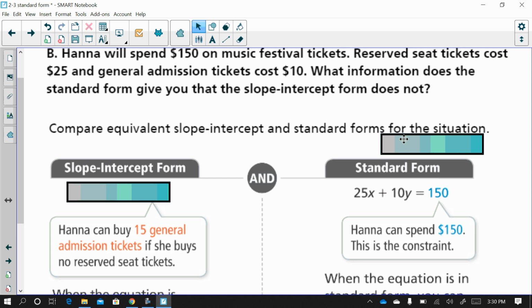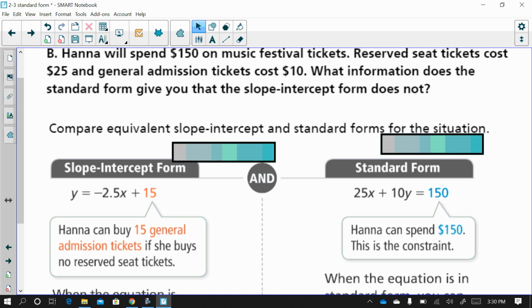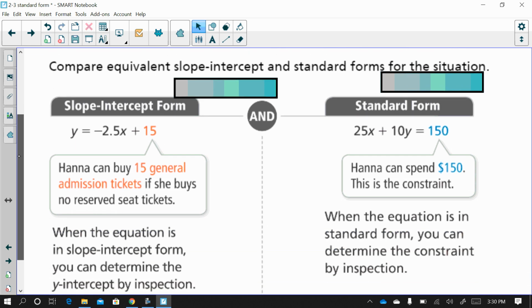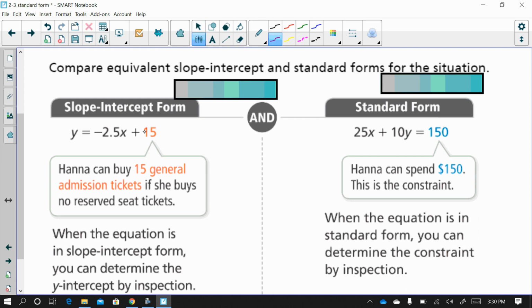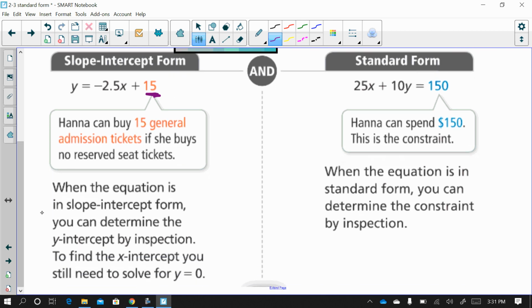Well, I'll get y by itself, so subtract the 25x, then I would have to divide everything by 10. So slope-intercept form looks like this: y equals negative 2.5x plus 15. Looking here, I know what my y-intercept is. My y-intercept is 15. That tells me when I buy 0 of the x, so 0 reserved, I can buy 15 general admission. So when the equation is in slope-intercept form, I can see the y-intercept just by looking at it. But to find the x-intercept, I still need to plug in 0 for y and then solve for x.